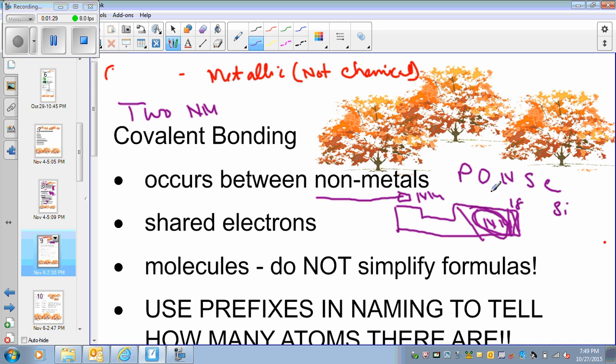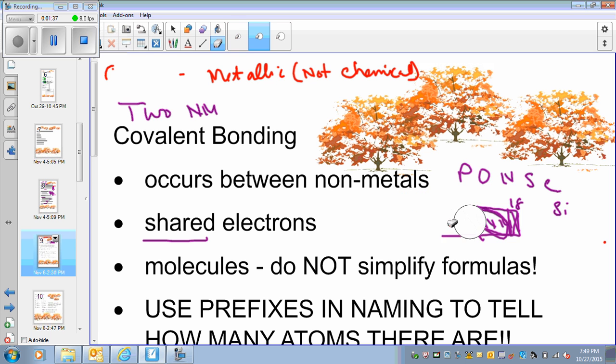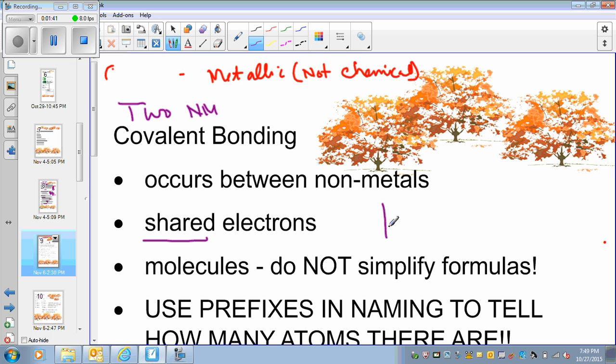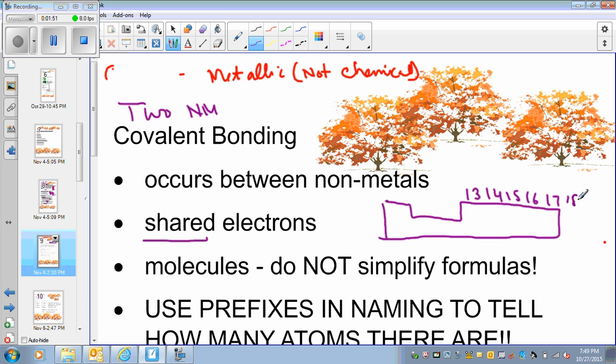So these bonds are formed by sharing electrons because nobody is willing to lose. Again, if you remember, we talked about valence electrons. Okay, so nonmetals have higher number of valence electrons. We have group 13, 14, 15, 16, 17, and of course 18. So if we talk about valence electrons, how many valence electrons each has? We have 3, 4, 5, 6, 7, and 8.